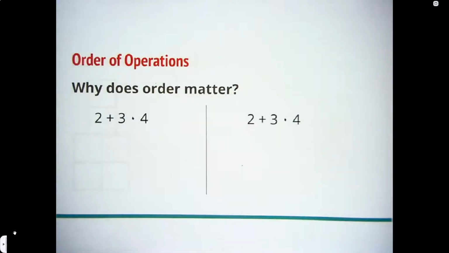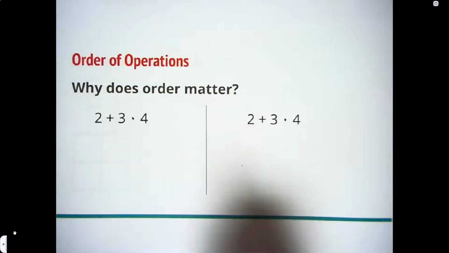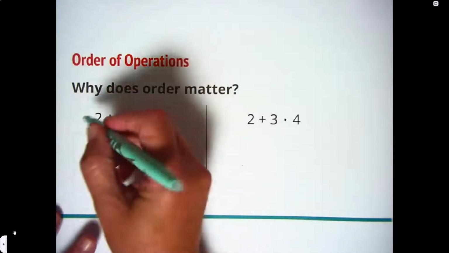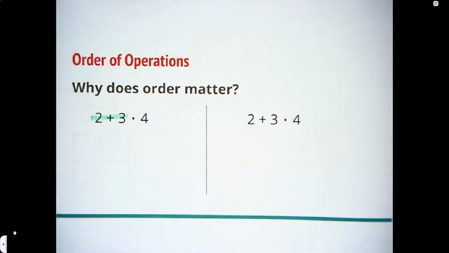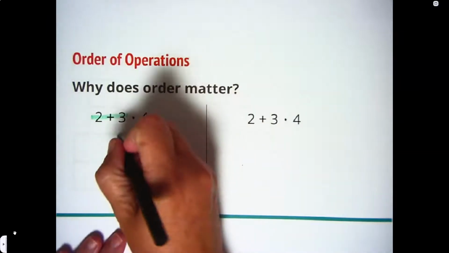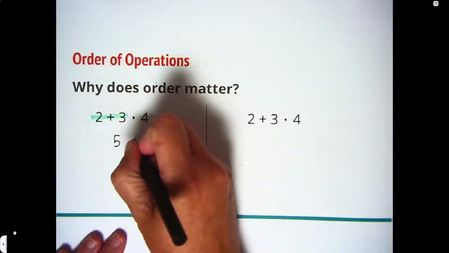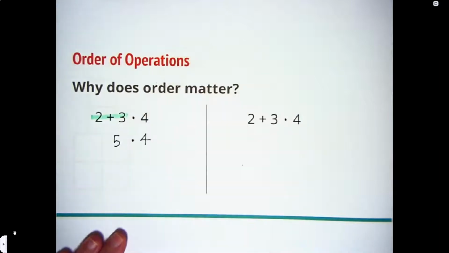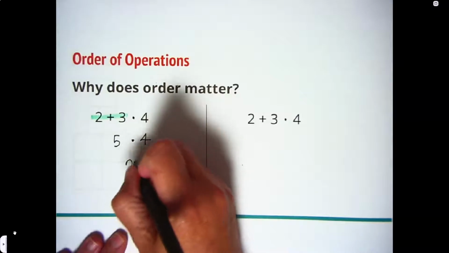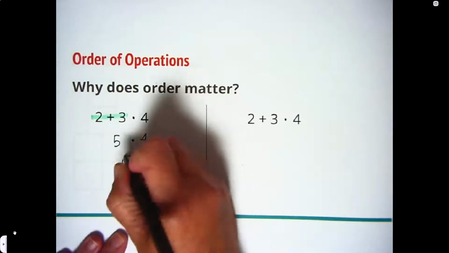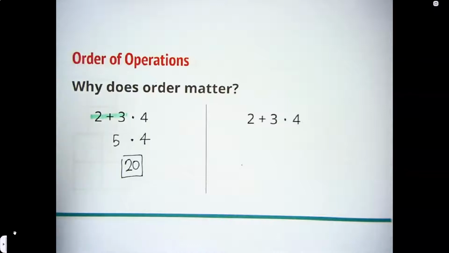So let's take that first problem. I have addition to do and I have multiplication to do. Let's suppose I decide that I want to do 2 plus 3 first. So I want to do the addition first. If I add 2 plus 3, that becomes 5. So now my problem is 5 times 4. And then when I multiply 5 times 4, the value is 20. So if I evaluate by adding first and then multiplying, I get an answer of 20.